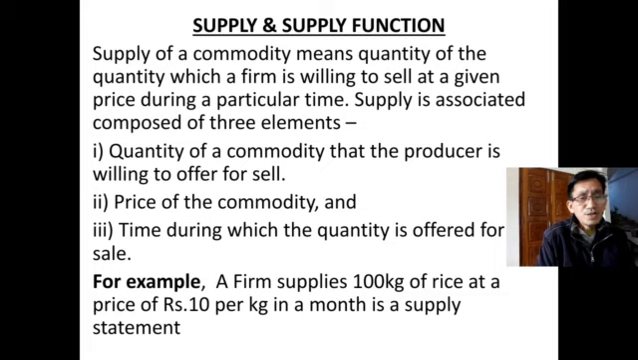So let us see the quantity of a commodity that the producer is willing to offer for sale. That is the quantity, then the price of the commodity.